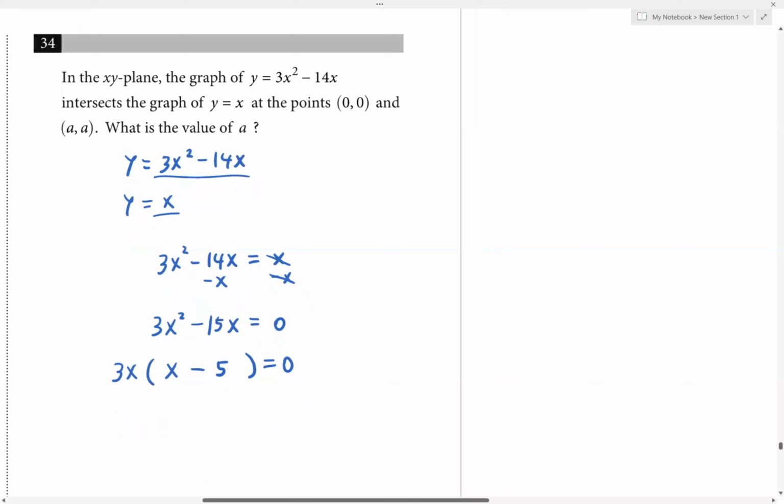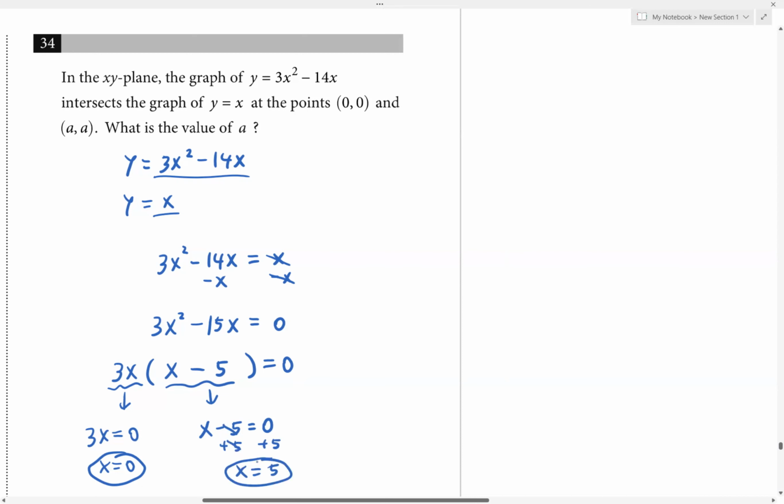And once we have it factored, to solve for x, we set each factor equal to 0. This is the zero product property. If two factors multiply to equal 0, then if one of them equals 0, the whole equation will equal 0. So notice the 3x is also a factor, right? So set that equal to 0. And the other factor is x minus 5, and we also set it equal to 0. For the first one, divide by 3 on both sides, we get x equal to 0. The other one, we add 5 on both sides, we get x equal to 5.